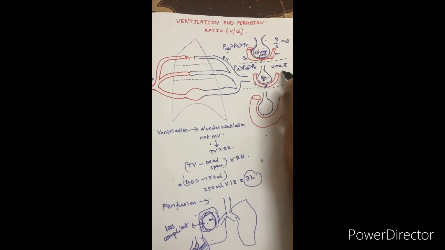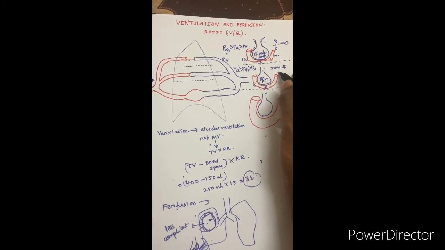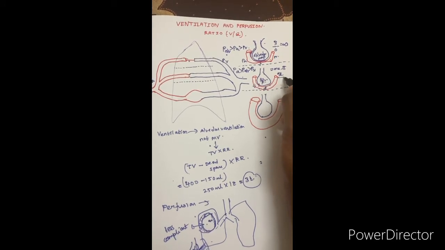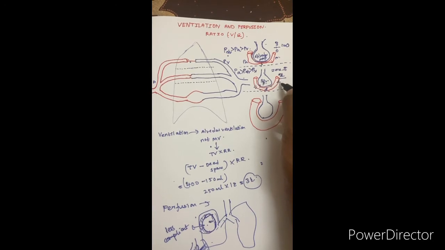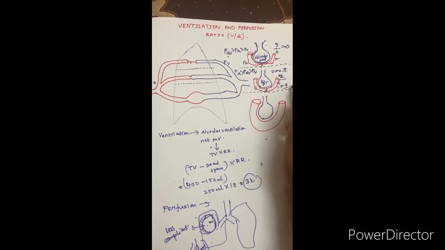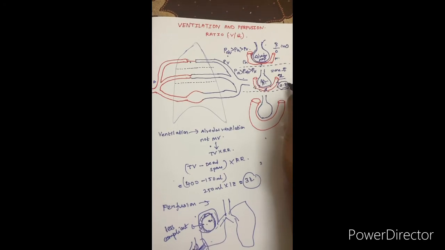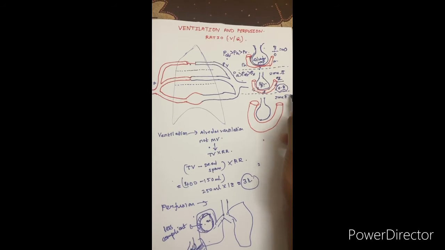Approximately, consider ventilation to be 3 liters, and your blood flow, the perfusion, will be the cardiac output during systole, that is 4 liters. So it comes to approximately 0.8, the ventilation perfusion ratio. The ratio is 0.8. Compared to that, next come to zone 3.